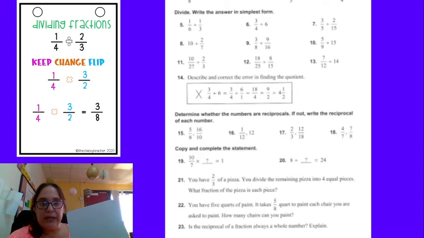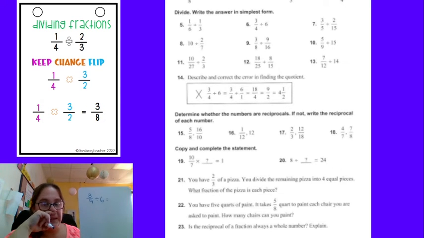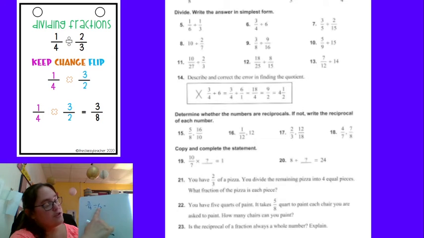Describe and correct the error in finding the quotient. Quotient is our vocabulary word for the answer to a division problem. So to find it, you gotta solve it. So let's write it down. You've got 3/4 divided by 6 equals, right? Use your steps. Remember I said you have to start with division with fractions, okay? So this becomes 6 over 1.